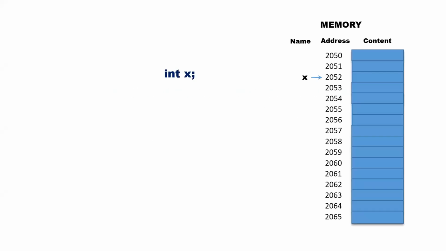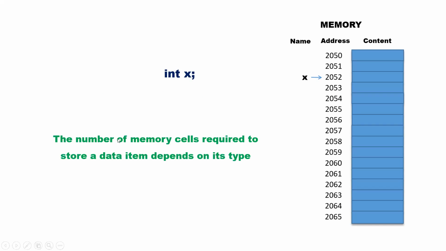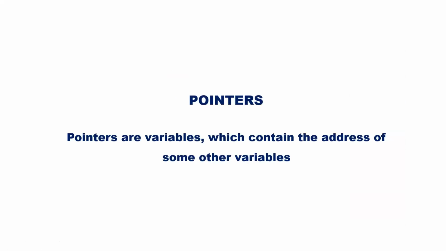For example, assume that we have a variable int x. So assume that x is assigned a memory location with address 2052. The number of memory cells required to store the data depends on its type. For example, here it is int. Assume that int requires 2 bytes of memory.